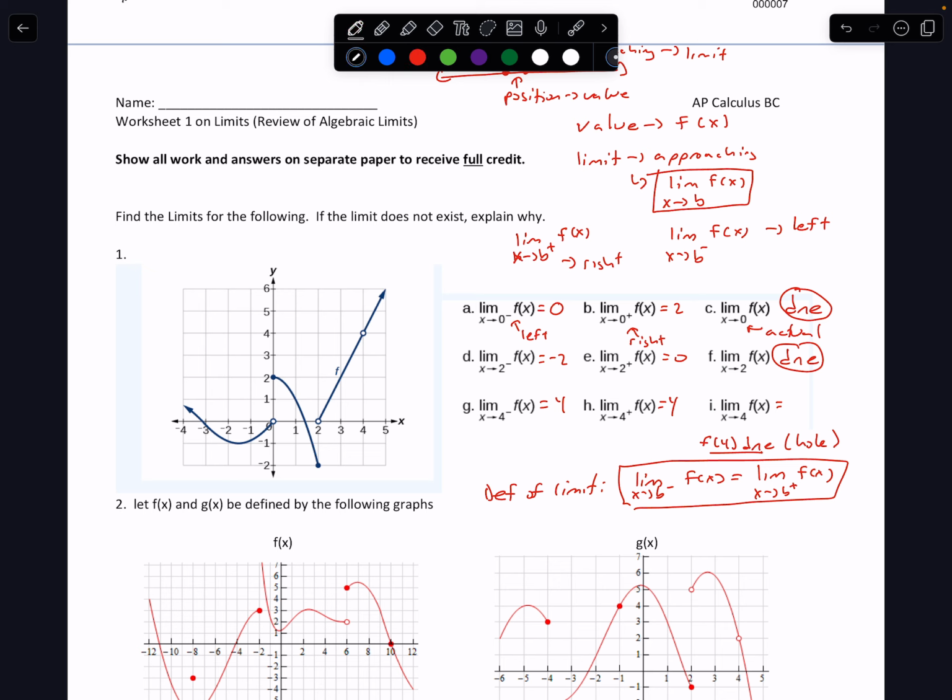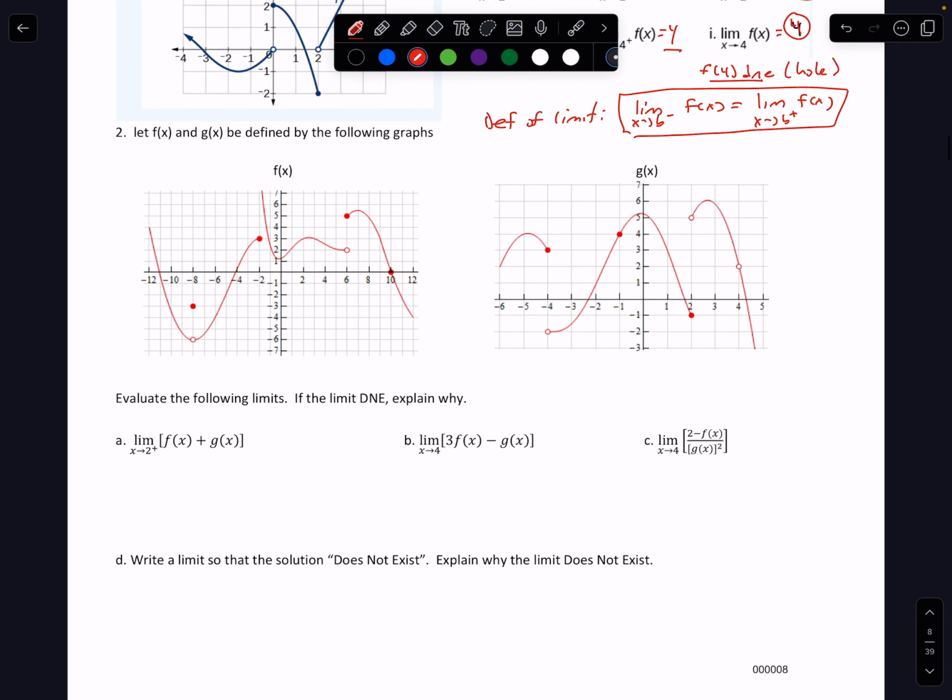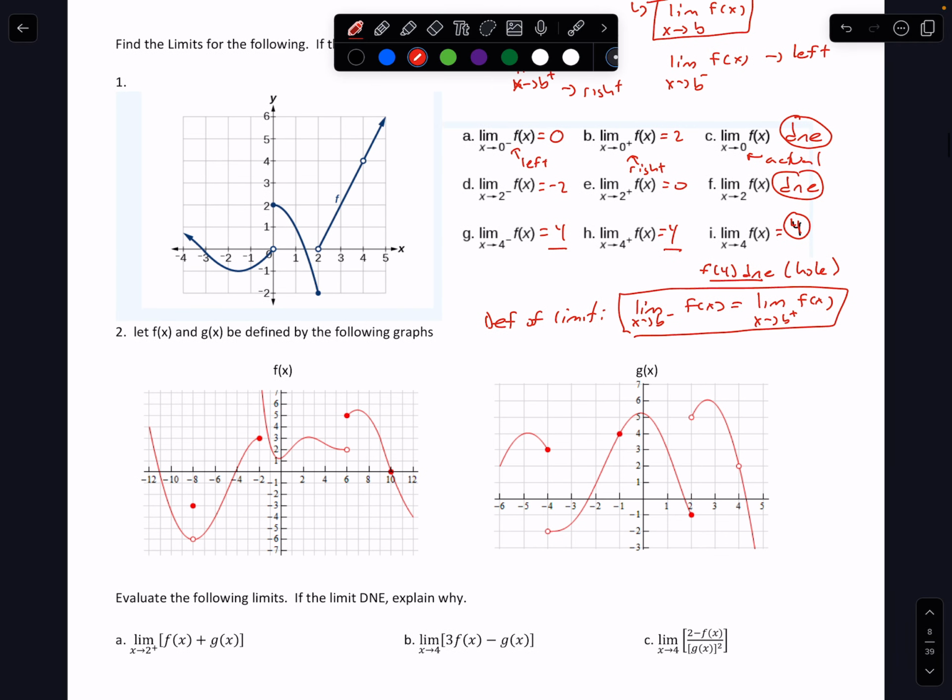So over here, we're approaching 4 from the left and the right-hand side. Because I'm approaching 4 from the left and 4 from the right, the actual limit this time is going to be 4. And that's how we solve these. So let's practice. And that's how we work limits from a graph.